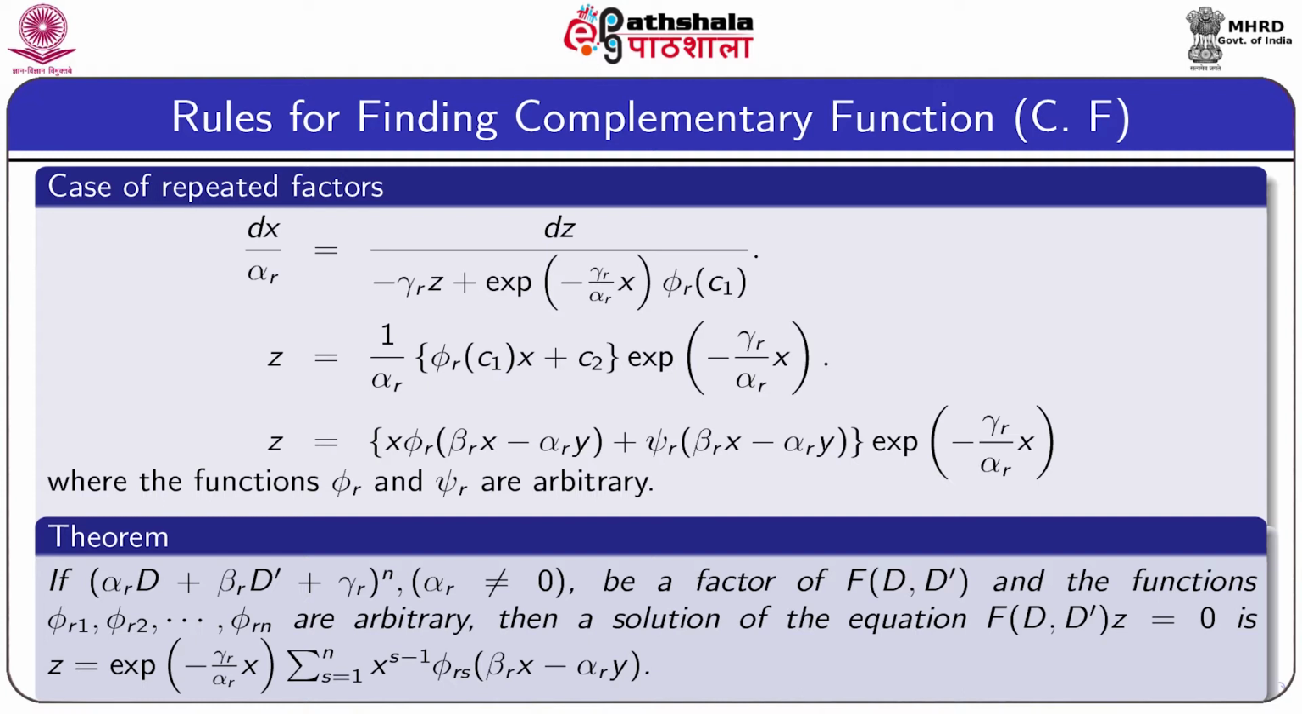Since there are n repeated factors, there are n unknown or arbitrary functions, and in the solution the unknown functions come as a sum of the function which is written here.